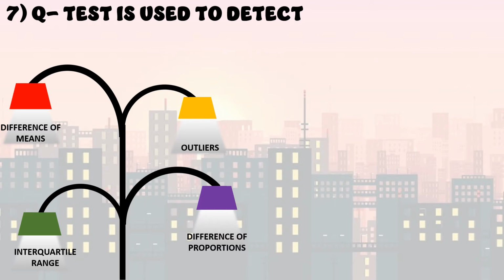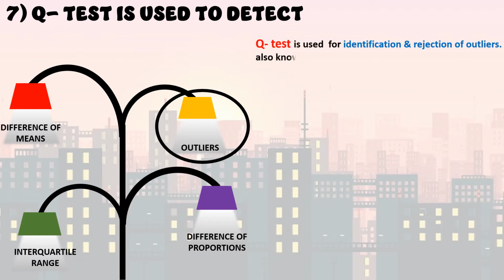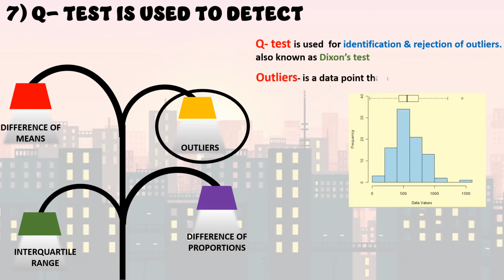Difference of proportions. And the correct answer is option 2. Outliers. Q-test is used for identification and rejection of outliers. It is also known as the Dixon's test or the Dixon's Q-test. So now the point comes, what is an outlier? Outlier is a data point which differs significantly from other observations.